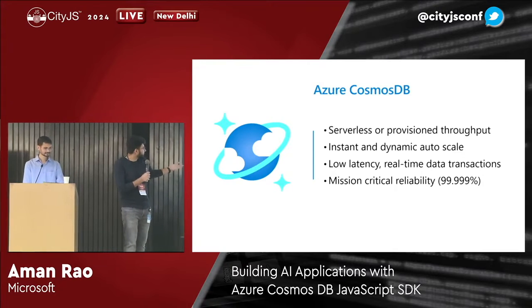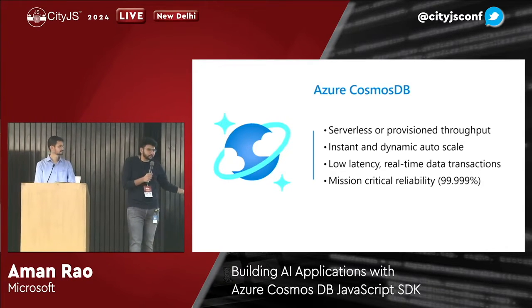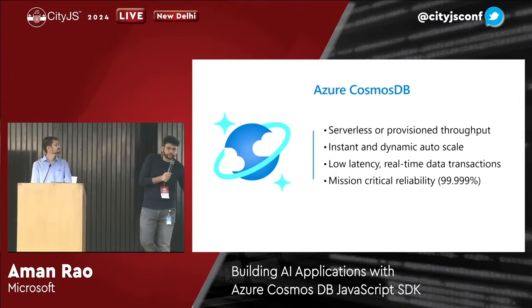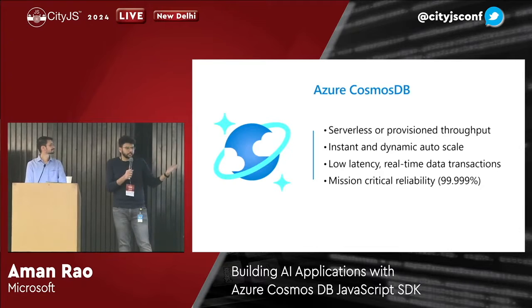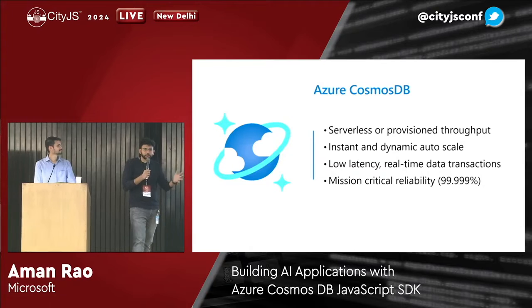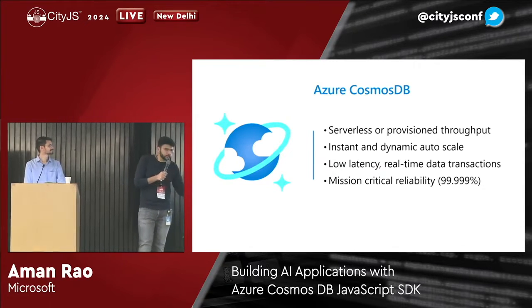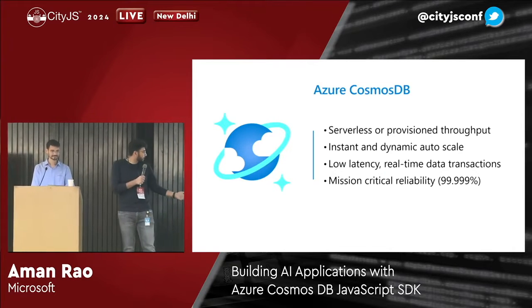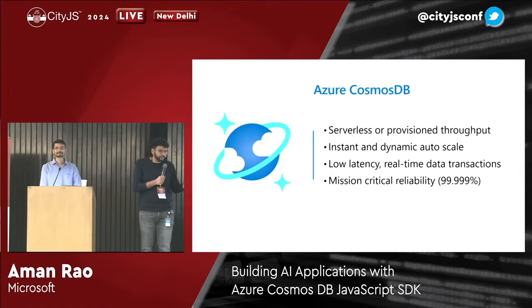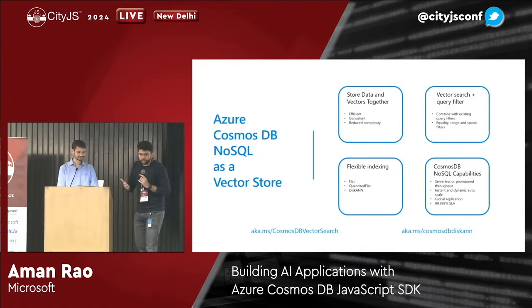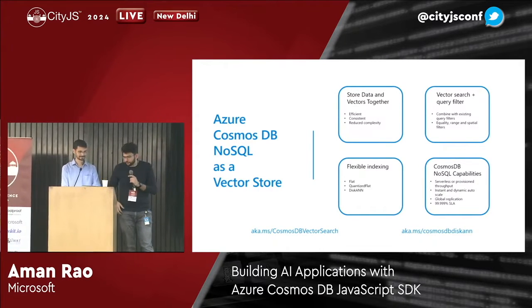Azure Cosmos DB NoSQL has different offerings, like serverless, and it provides provisioned throughput. If you want to pay just for what you use, or if you want to pay beforehand and use that, you can choose between those two. If your application gets a lot more load instantly, you can configure dynamic auto scaling. We provide low latency and very mission-critical reliability. And shortly you will see some of the ways this is getting used live.